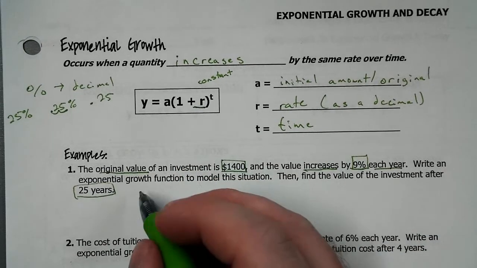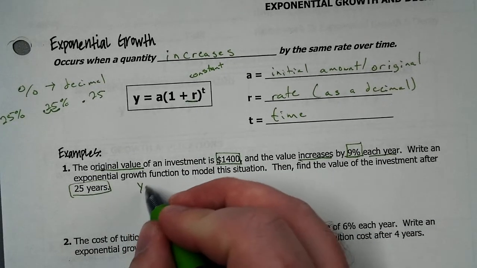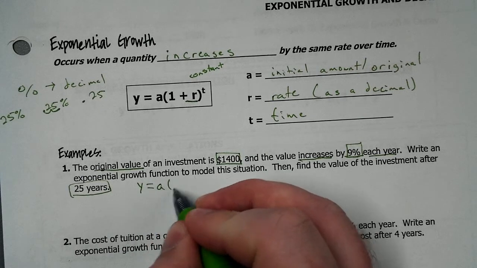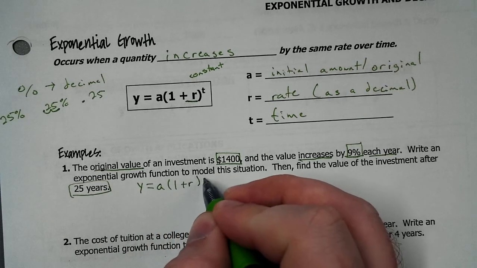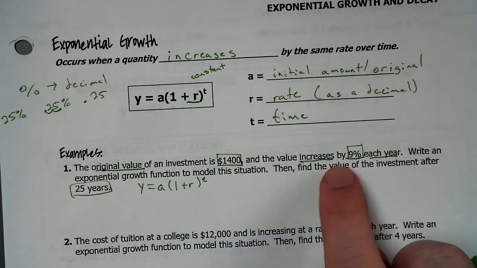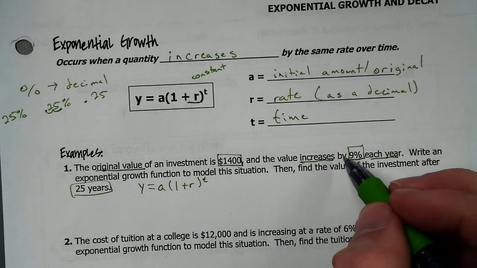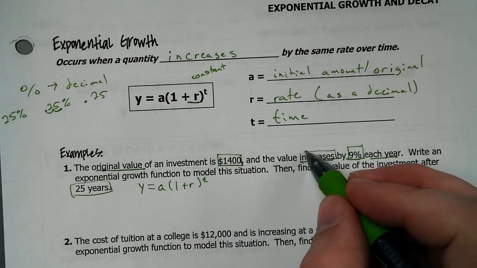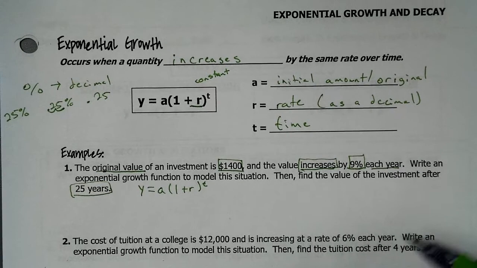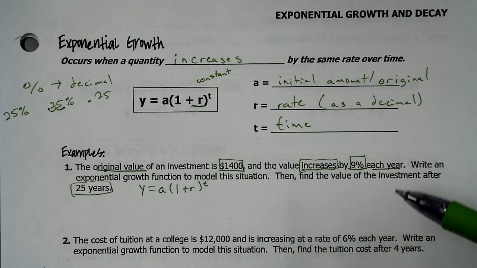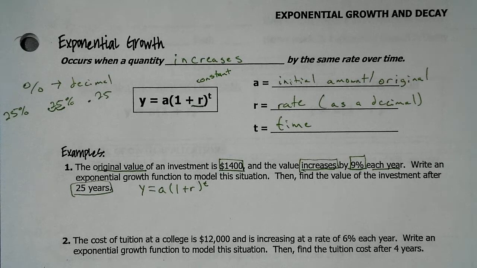So our exponential growth function is always going to be y equals a times 1 plus r to the t. Now, we knew this one was growth because right here it said increases. Tomorrow we'll go into decay where things are going to be decreasing, but increasing is going to be more than 1. It's always going to be getting bigger.